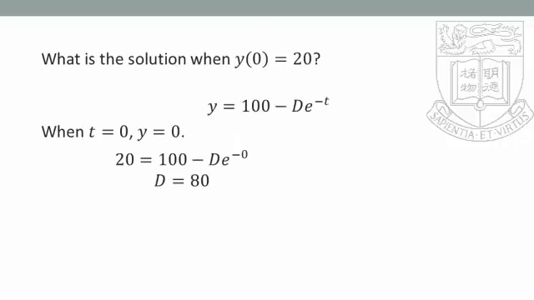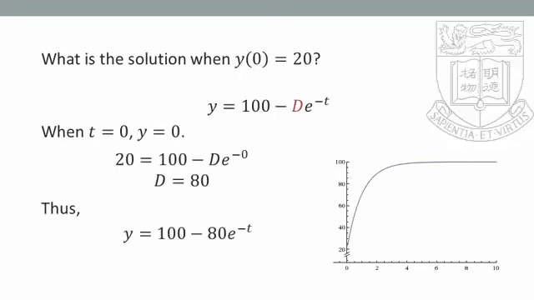We substitute the initial conditions into the equation. This gives us d equals 80. Next, we substitute d equals 80 into the general equation. Therefore, y equals 100 minus 80 e to the power minus t. The graph of y is shown here. We can see that as t becomes larger, y gets closer to 100, and moreover, the rate of learning is greatest when t is small. The rate decreases as t increases.